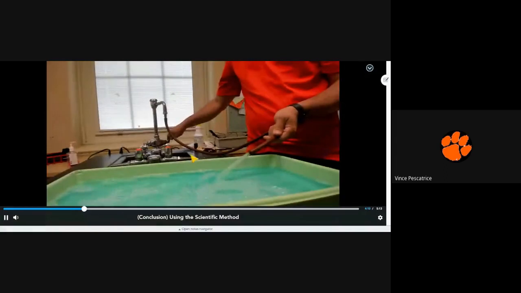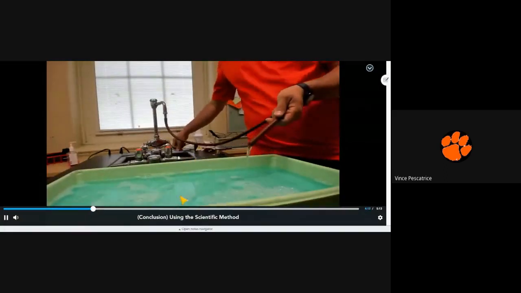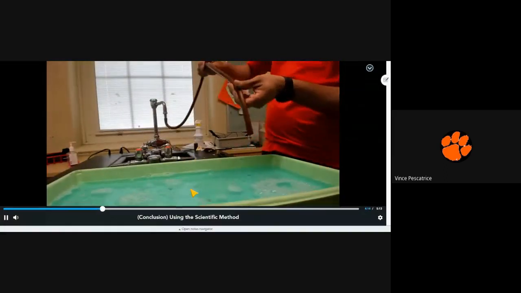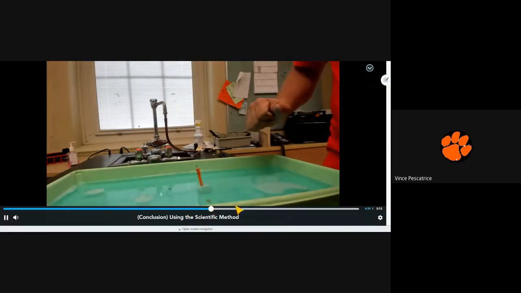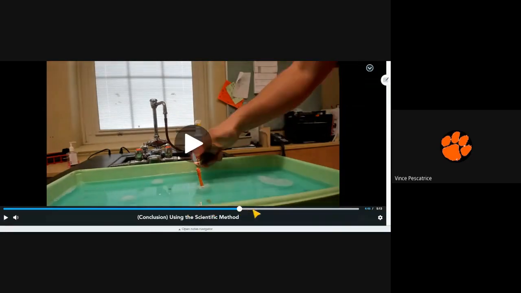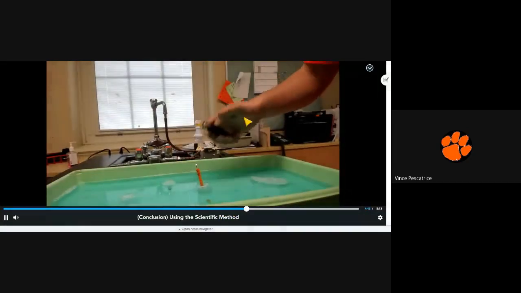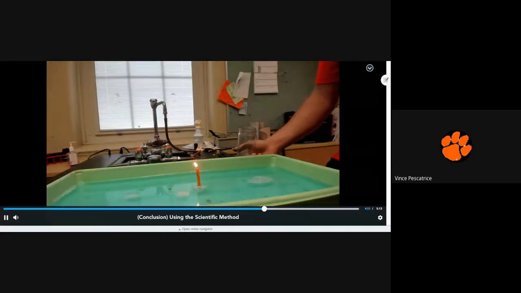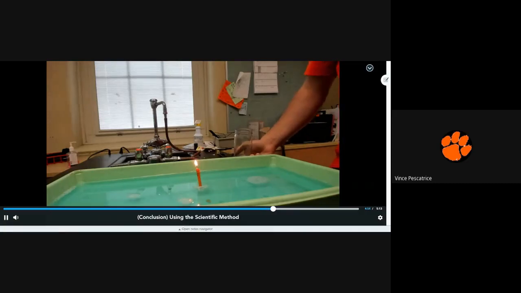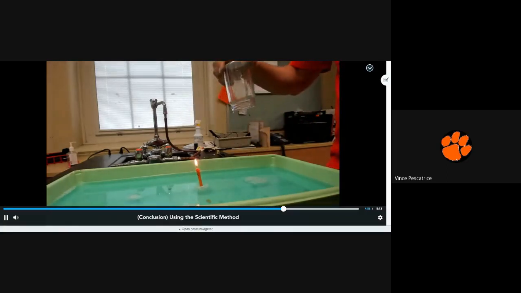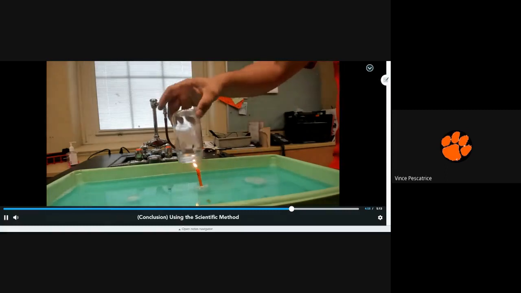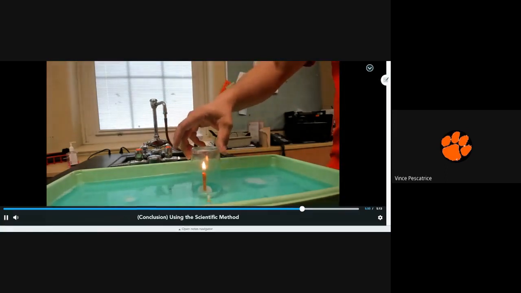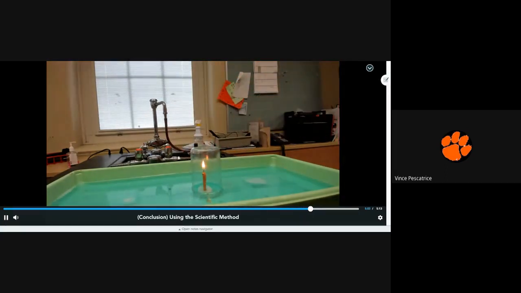So I filled up this pan. It's a lot bigger pan, so there's more water, and it's a different shape. If you want to skip forward to where I light the candle, I could have edited this video better and saved us some time. So same jar goes over the candle, and we see what happens.